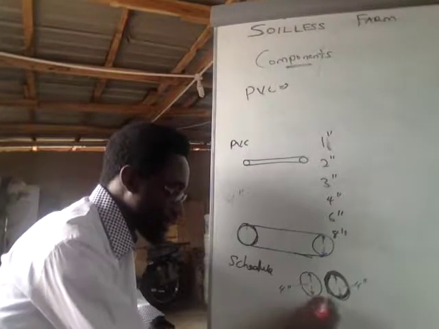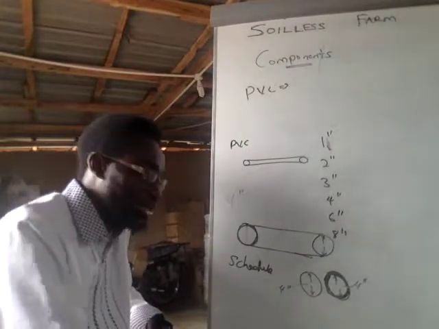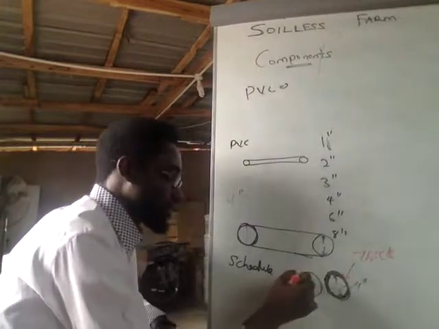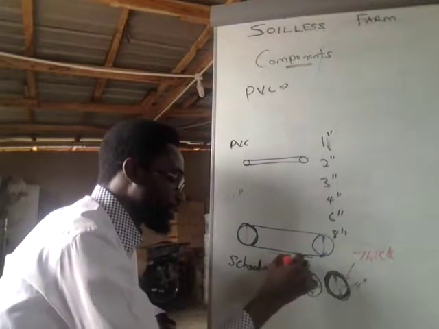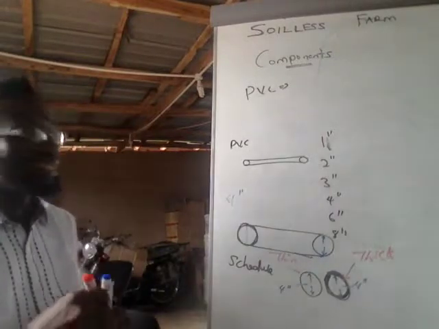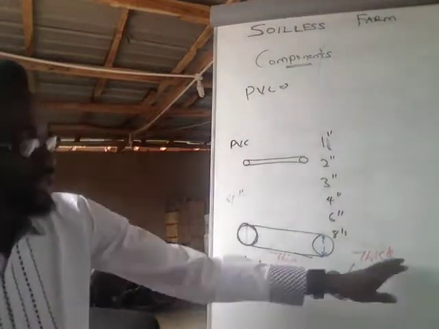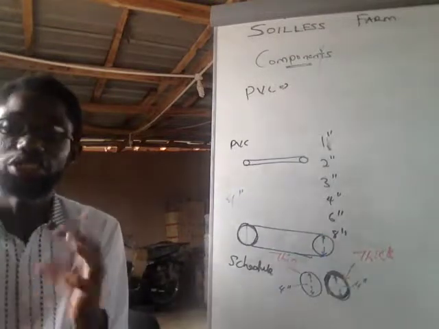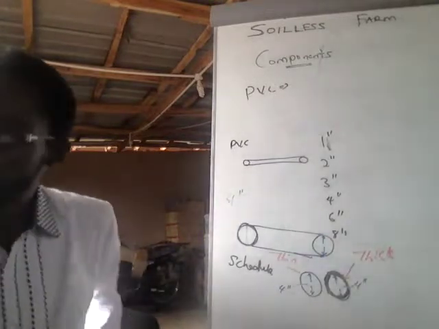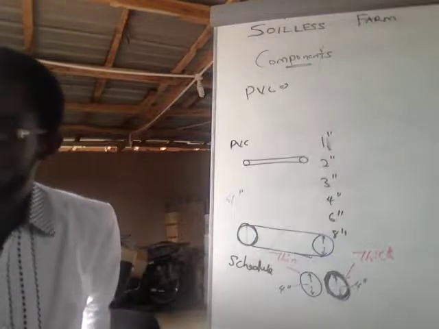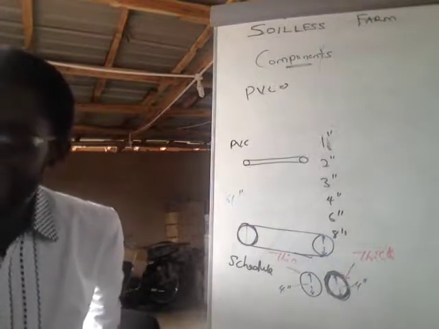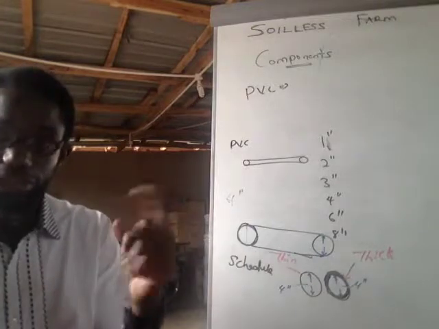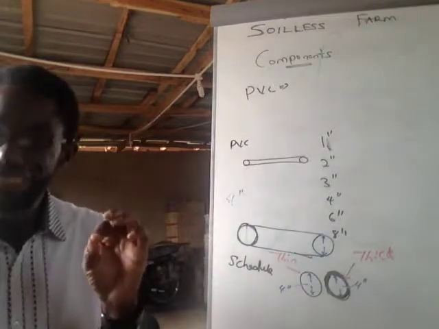Now, when both of them are 4 inches, you look at the thickness. This thickness here. Now you realize that this is very thick and this is thin. So the level of thickness or thinness of your PVC pipe is what they call the schedule. Now, generally, there are 2 main schedules. There is the 40 and 80 schedule. The 40 schedule is the thin one. The 80 schedule is the thick one.